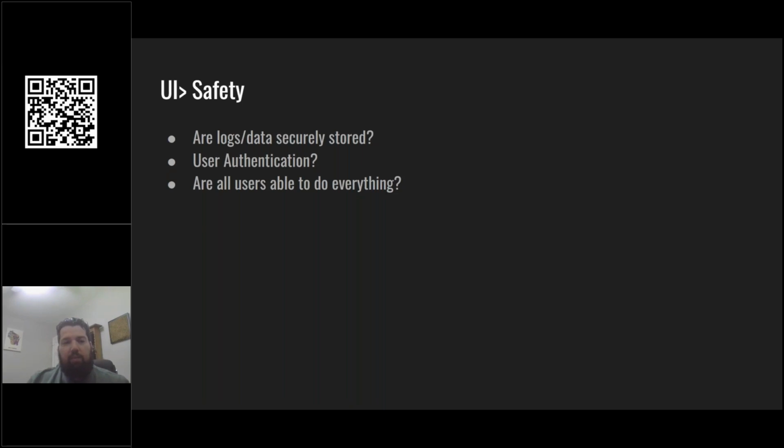And then safety. So are the logs or data being securely stored? When you're using a C2 platform, generally you're collecting sensitive data. You're collecting password hashes. You're collecting potentially keylogs, screenshots. You're pulling down sensitive files. So in order to maintain the integrity of that and to make sure that unauthorized persons aren't able to see it, you should really store it in an encrypted way, or somehow require a password to look at that data. You should consider user authentication in your client.